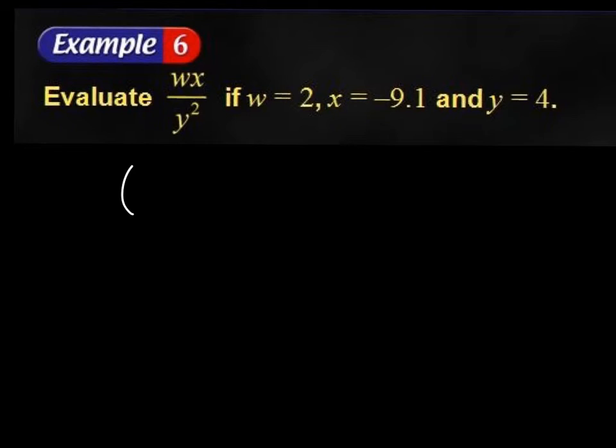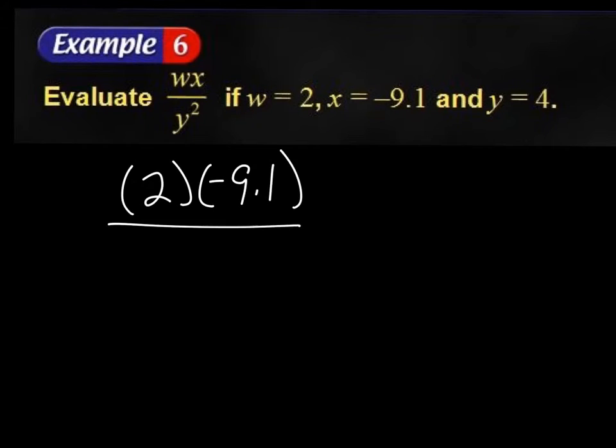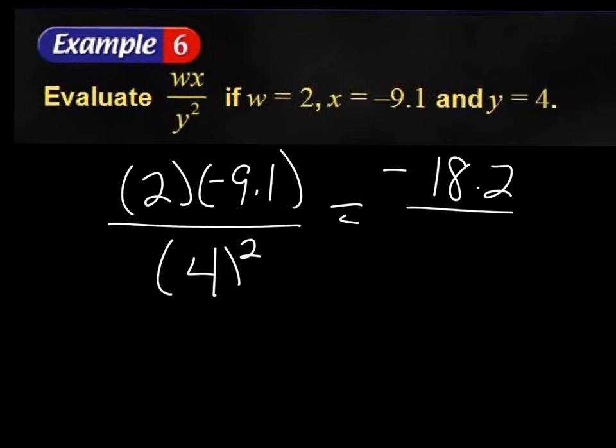If we're going to evaluate, we're going to replace w with 2, x with negative 9.1, and y with 4. Positive times the negative is a negative. 9.1 times 2 is 18.2. Divided by 4 squared is 16. And I'm going to be lazy and use a calculator. And boy, am I glad I did. 18.2 divided by 16 is 1.1375. That wouldn't have been very fun by hand. Negative divided by a positive is a negative.